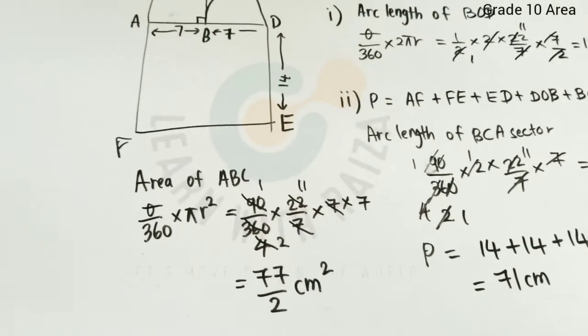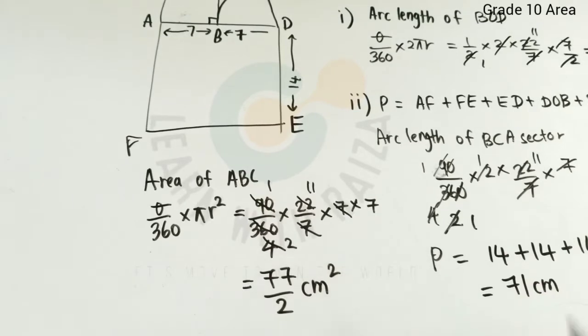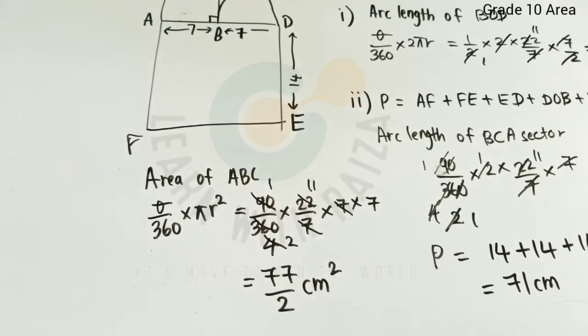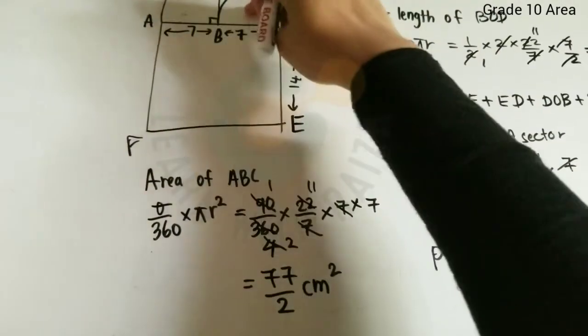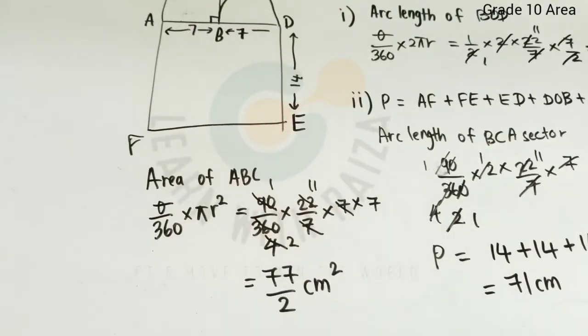This is the area of the sector ABC, but they asked to find the ratio of area of the sector ABC and area of the total badge. So total badge means you have to find the area of the square, area of the semicircle and area of the sector. So we'll go to that part.